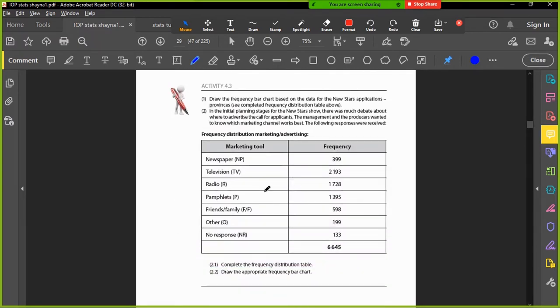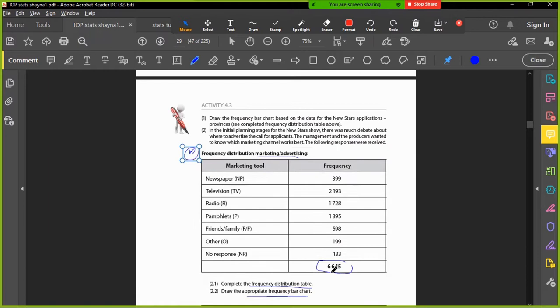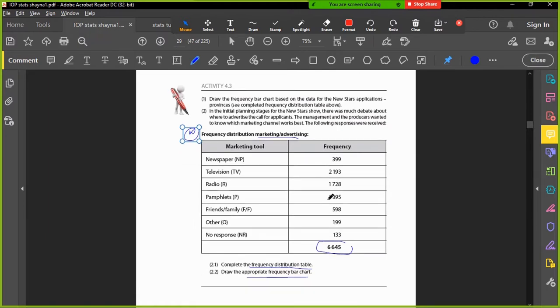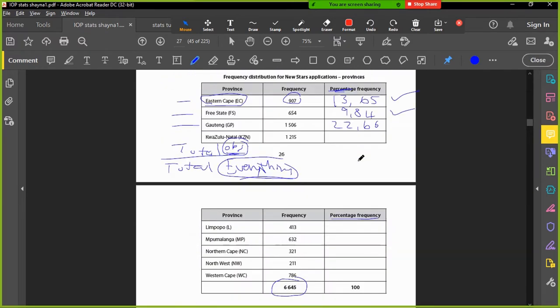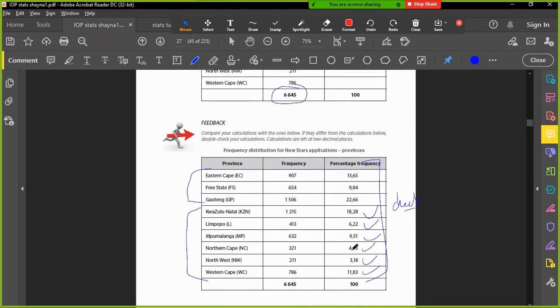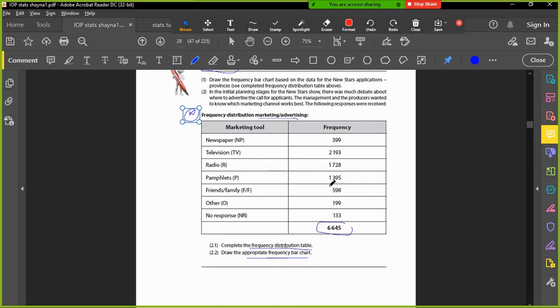Here we have newspapers, television, radio, pamphlets, etc. There's the total. So this is the frequency distribution for marketing and advertising. Complete the frequency distribution table and draw the bar charts. The table is the first thing that you need. Isn't that the table? It looks like it, but it's an activity, so it would have been nice for you to draw up this table. For example, this was blank and then you completed it. So this table is already complete, they've given it to you.